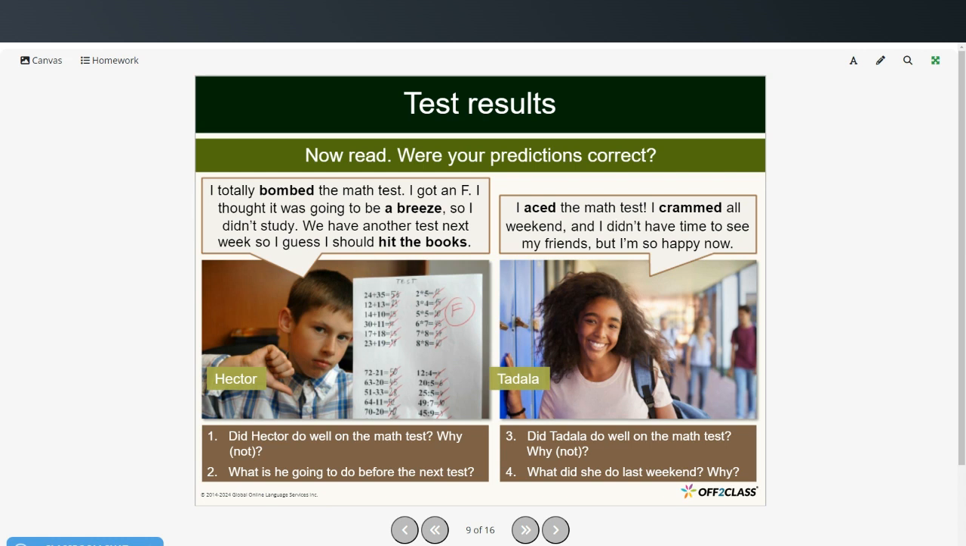So did Tadala do well on the math test? Why or why not? So yes, aced usually means that the person got an A or they just did very well. And what did she do last weekend and why? Well, crammed means that she studied a lot. And the reason that she did that was because she wanted to do well on the test.